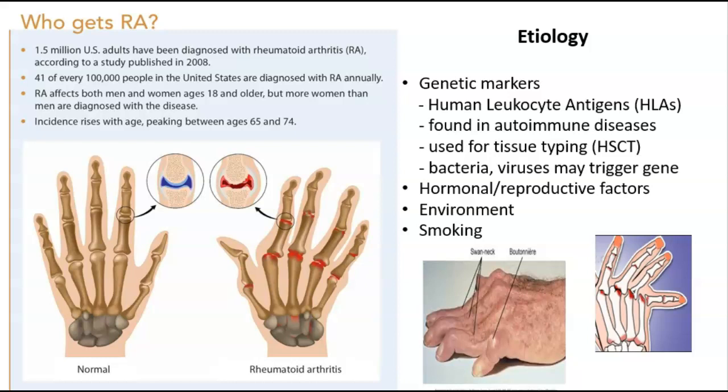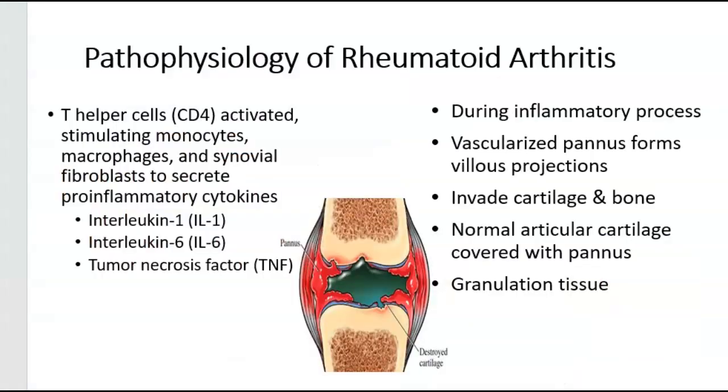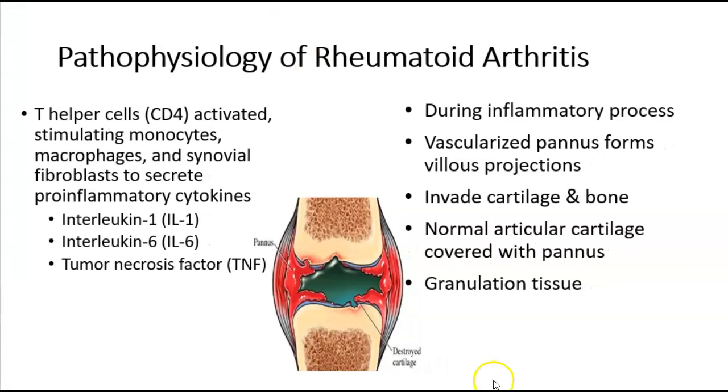So as far as the pathophysiology and clinical manifestations, here's the patho. The pathophysiology is basically T helper cells secrete cytokines, which causes inflammation, and that causes something called pannus, which makes these villus projections, which invade the cartilage and changes the articular cartilage into pannus, and then we get granulation tissue, which is scar tissue, right? Destroys the cartilage.